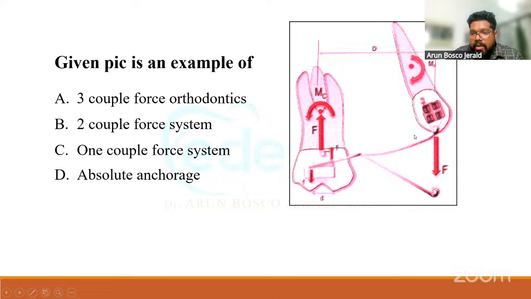And see on the canine, it is actually ligated to the bracket using a ligature wire. If this wire is kept inside this bracket, just imagine, there is an angulation, right? So this is the initial position. This is the final position. If this angulated wire is kept inside the bracket, similar to this molar, there will be a couple here. So if such a couple was here also, it would have been a two couple force system.